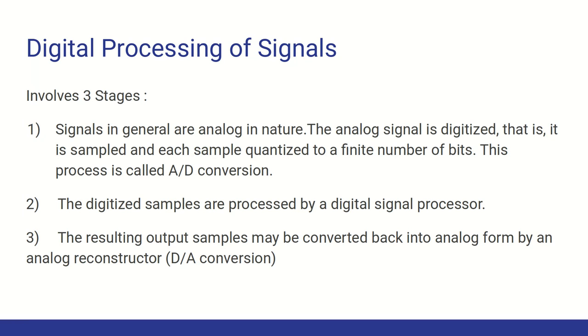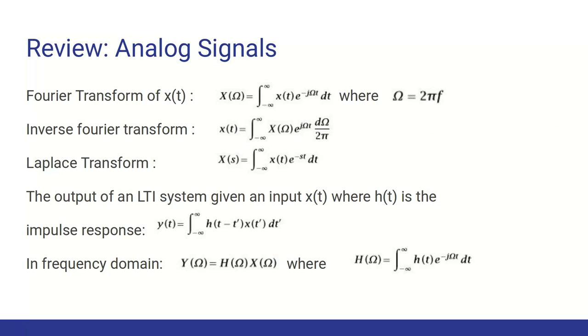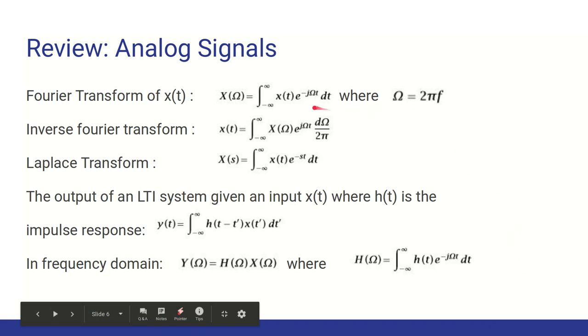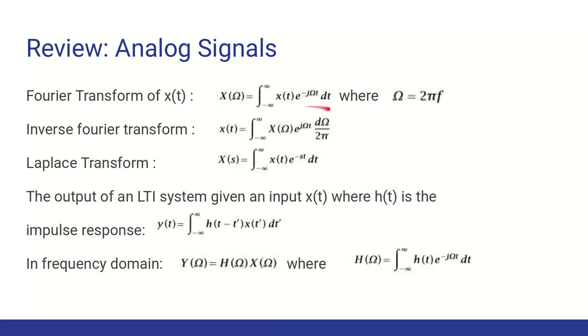Now let's see a review of analog signals. The frequency spectrum of a signal x of t can be found using the Fourier transform formula, which is this. The ordinary frequency is related to omega as omega is equal to 2 pi f. Inverse Fourier transform allows us to express a signal as a sum of complex sinusoids. This is the formula for inverse Fourier transform.